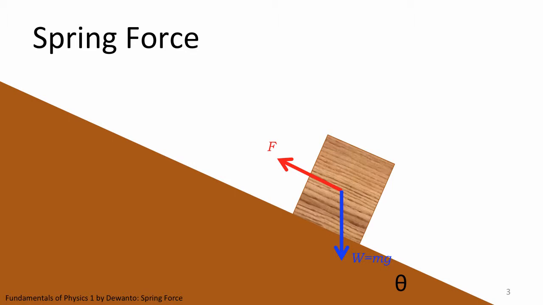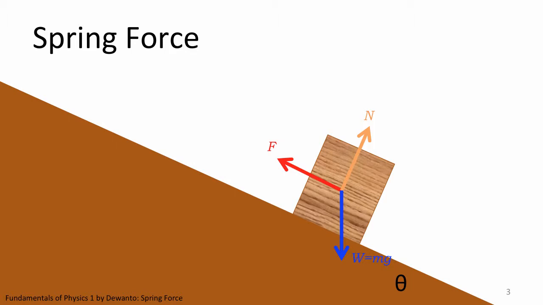The crate is not sinking into the ramp. Hence, there must be a normal force acting on the crate. As we learned earlier, this normal force has to be perpendicular to the contact surface. Hence, the normal force is perpendicular to the surface of the ramp. Is there a friction force in this case? No. The problem already explicitly said no friction. So that's it. Three forces only are acting on the crate: the applied force from the spring, the weight, and the normal force.